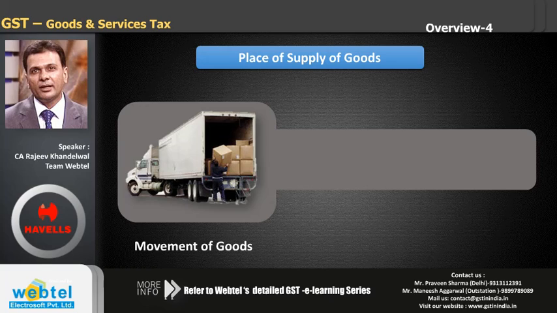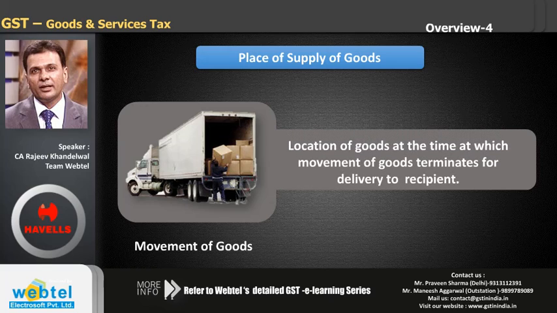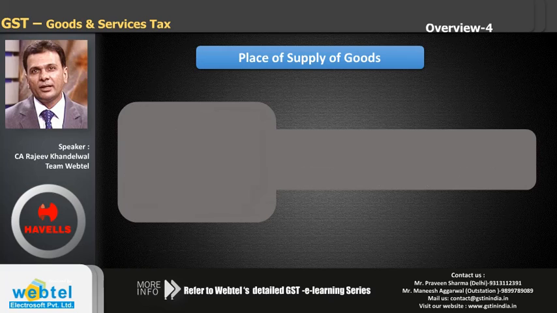In that case, the location of goods at the time at which the movement of goods terminates for delivery to the recipient is taken as the place of supply of goods. It could be within the state, it could be out of the state. So wherever the delivery of the goods takes place, and prior to that there was movement of goods, and the movement terminates at the place where the delivery to the recipient is made, so that is the place of supply.